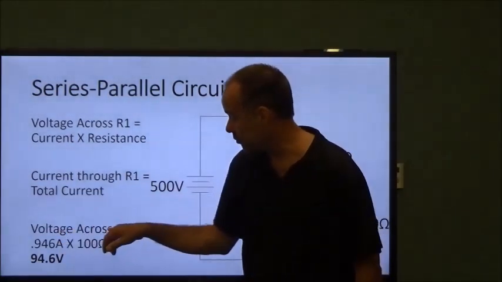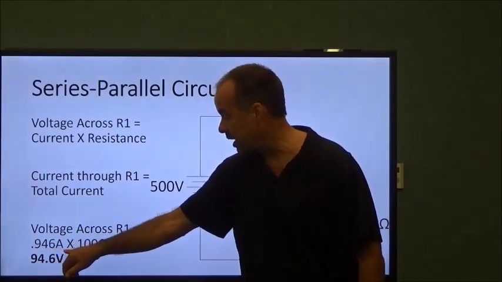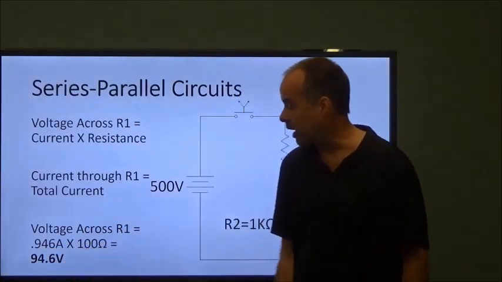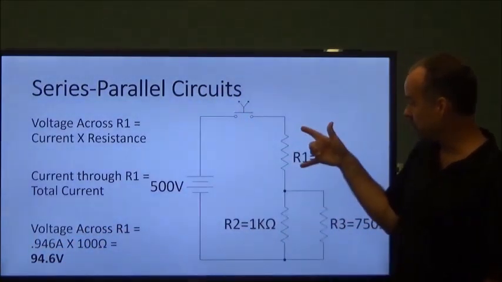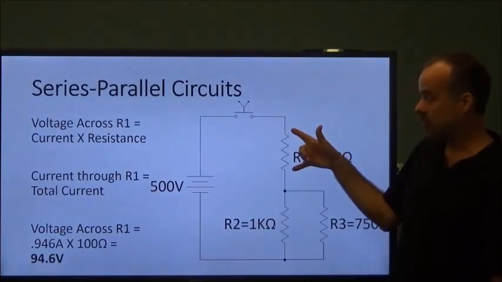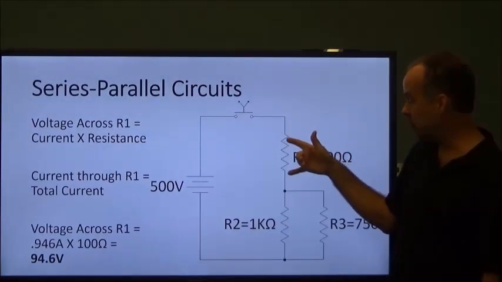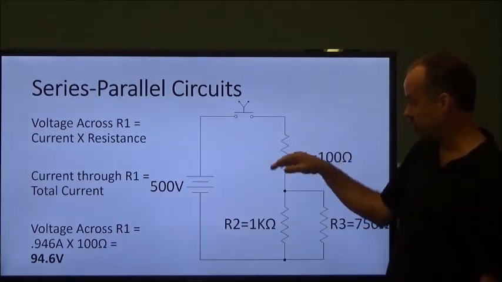So the voltage across R1 becomes 0.946 amps times 100 ohms, or 94.6 volts. The voltage drop across R1 will be 94.6 volts at this point in the circuit.